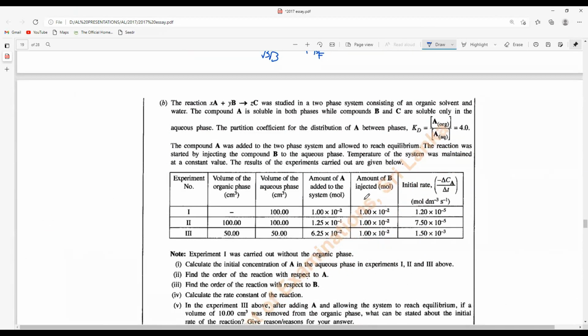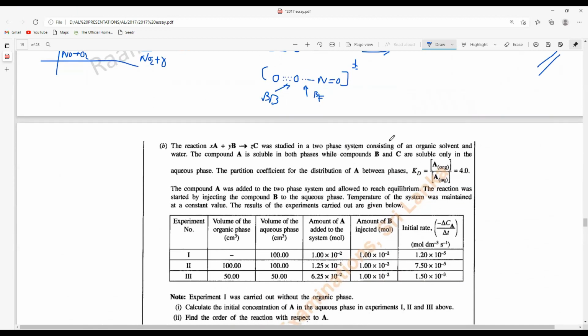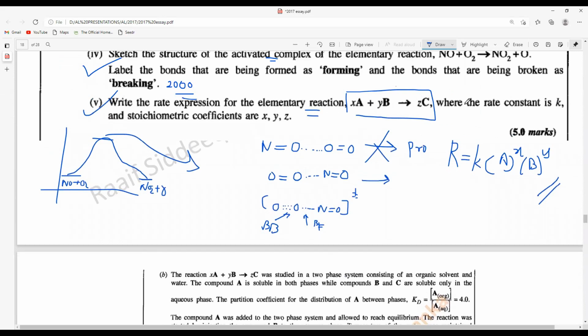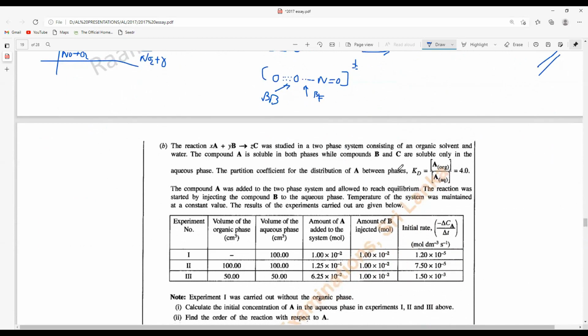So what is the condition? The reaction xA plus yB was studied in a two-phase system consisting of an organic solvent and water. So think about this. This reaction that is asked in the final question of part A is studied in a two-phase system. Normally in chemical kinetics, we try to study the reactions in either aqueous phase for aqueous reactants or organic phase for organic reactants, right? So we don't know what is aqueous and organic here, these reactants A and B. Therefore they have studied this in a two-phase system, organic solvent and water. The compound A is soluble in both phases, while the compounds B and C are soluble only in aqueous phase. So this gives you the idea.